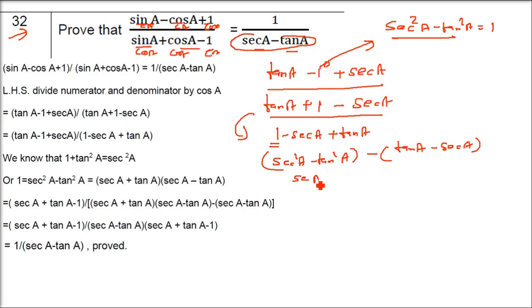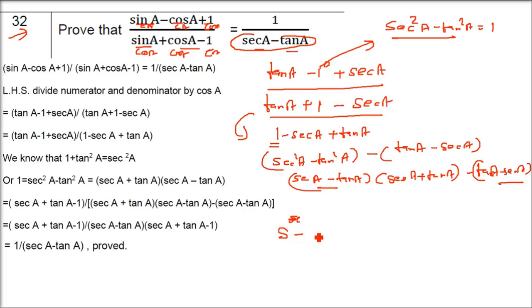So we have sec square A minus tan square A minus this is sec square A minus tan square A, is what? A square minus B square. So it is sec A minus tan A. So I am writing sec A minus tan A and sec A plus tan A minus this is sec A minus tan A. Please remember, it is sec A minus tan A. I am writing tan A minus sec A, but it is sec A minus tan A. I will just show how I'll change this in the later part. So basically it is sec A minus tan A.